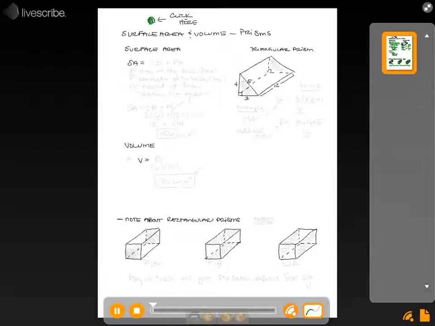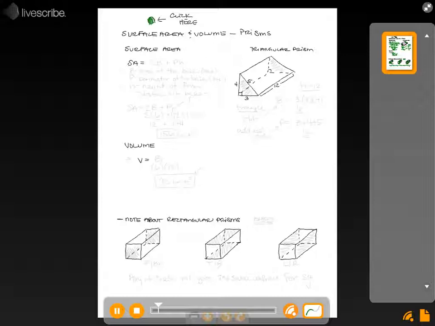Alright, these are your notes for surface area and volume of prisms. Now, prisms can have any type of base. The base can be any shape. It can be a triangle, it can be a rectangle, we could have a hexagon, an octagon. We're really going to only focus on two that we're going to find surface area and volume of. Triangular prisms and rectangular prisms.